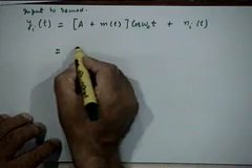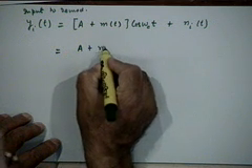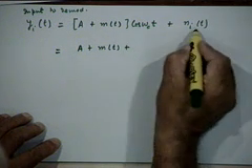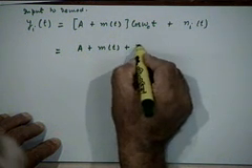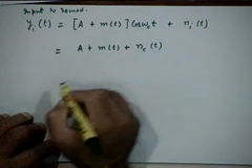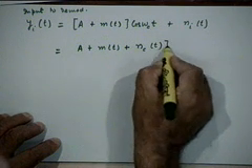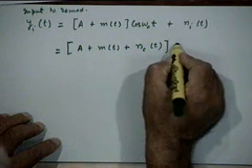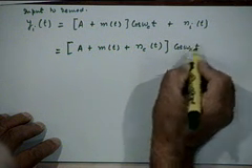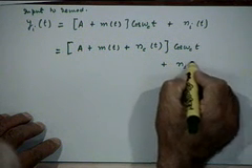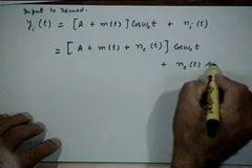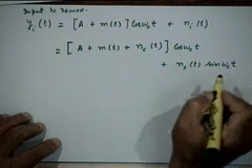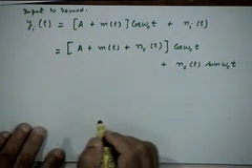This is A plus m(t) plus n sub i of t. You can write it in terms of quadrature representation. The in-phase component of the noise is n sub c of t. This entire thing, (A plus m(t) plus n sub c(t)) into cosine omega c t, plus n sub s of t sine omega c t.